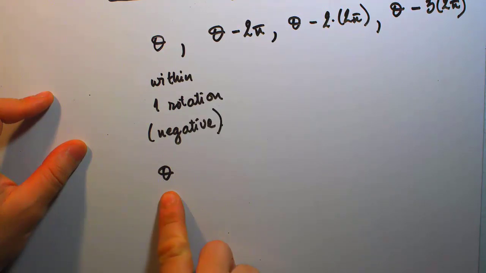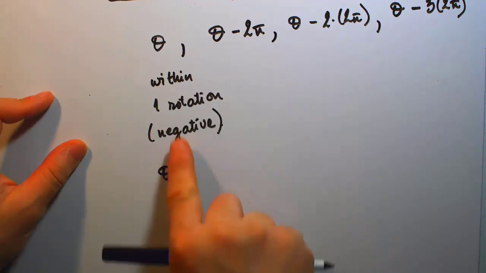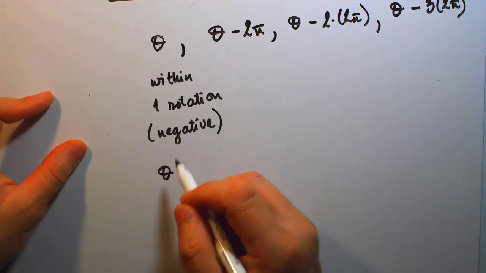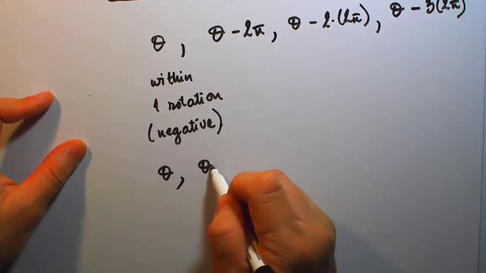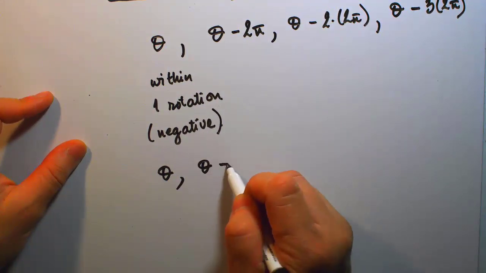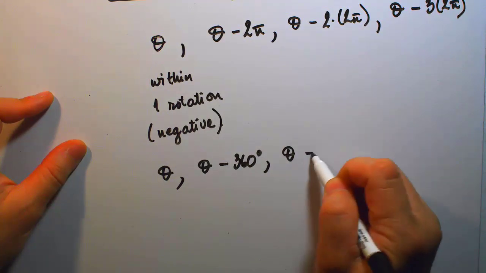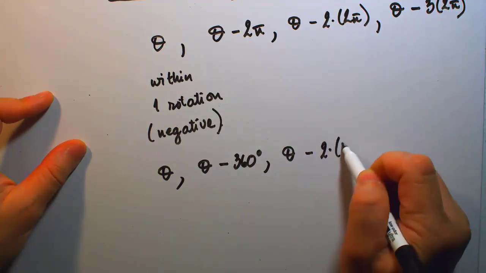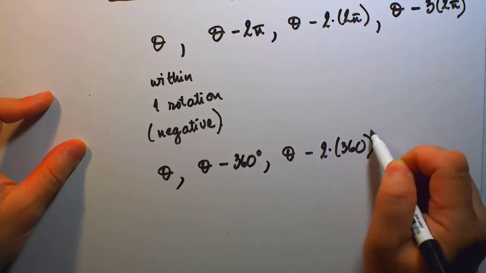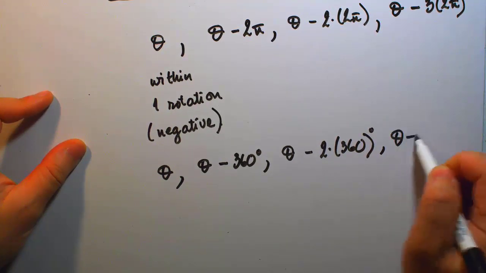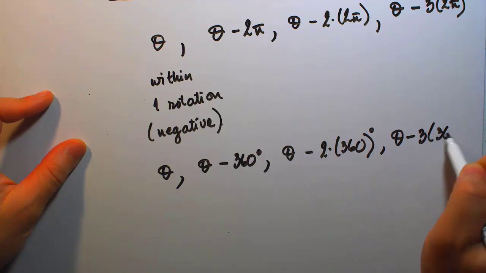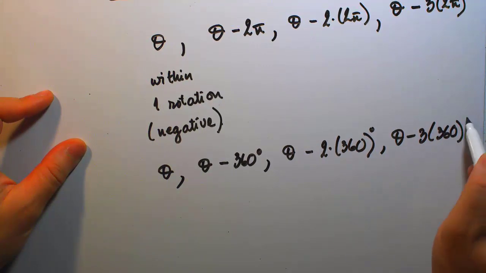Theta from where that was originally within one rotation, but being a negative angle. And then we go theta minus 360, and theta minus 2 times 360, and then theta minus 3 times 360, and so on and so on.